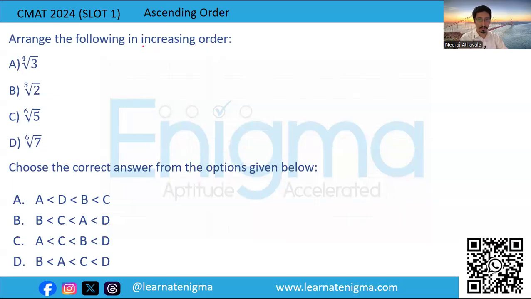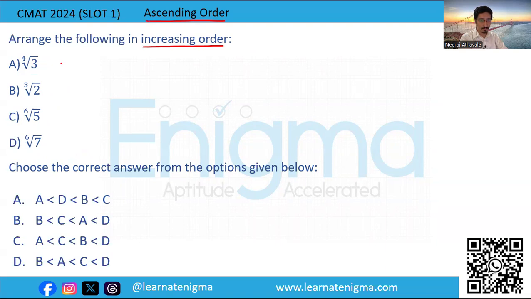Arrange the following in increasing order. Increasing order, that means from smallest to biggest, or also called as ascending order. Now, this is a very typical question in CMAT. So always remember how to solve these kind of questions.